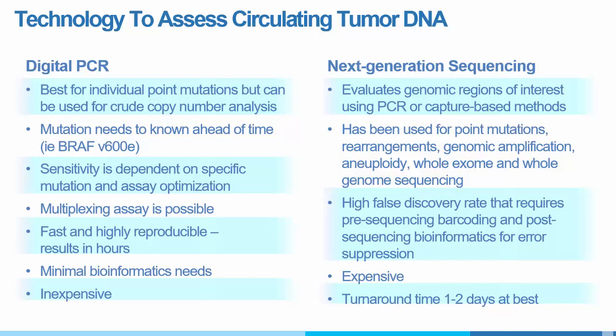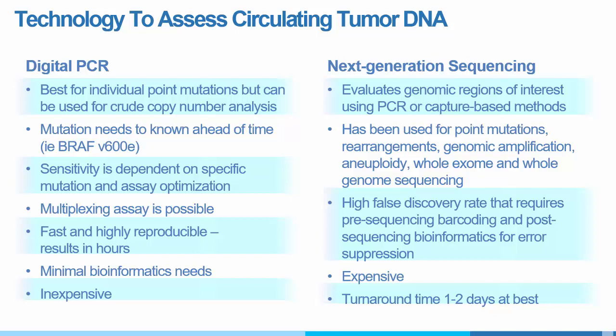And how do you address this? This is actually how we began using digital PCR approaches initially. It's an approach where you can look at a single mutation at a time. If you know what you're looking for ahead of time, you can track it in the blood. It's very quick. It's very cheap. You don't need heavy bioinformatics.